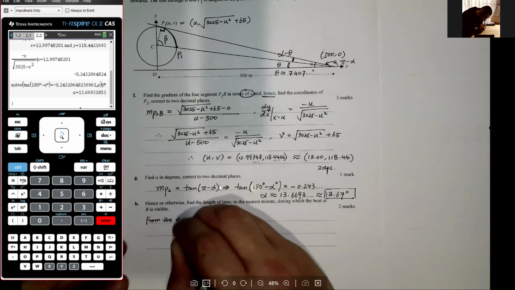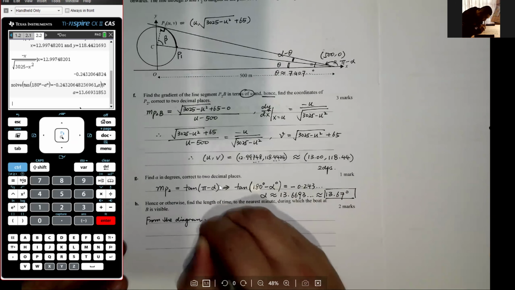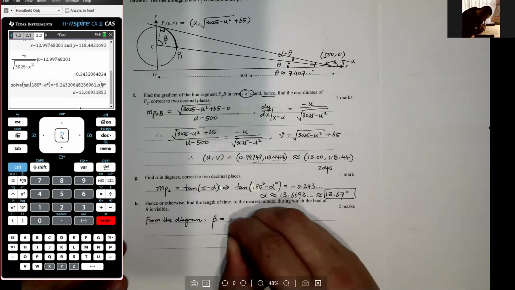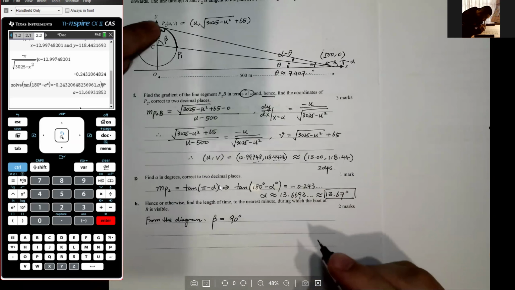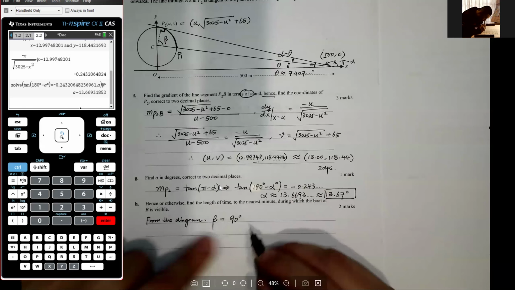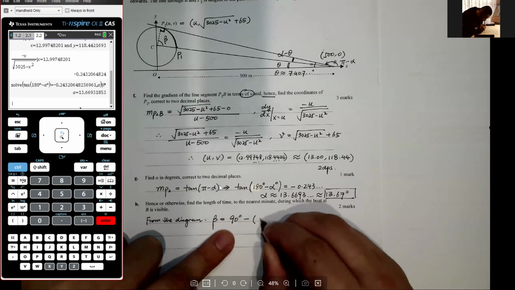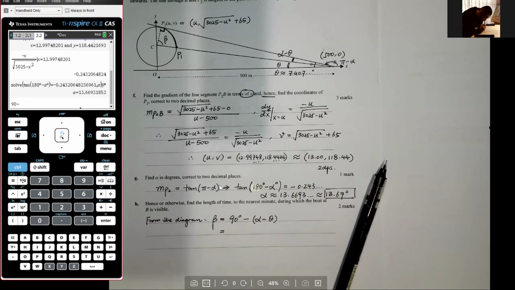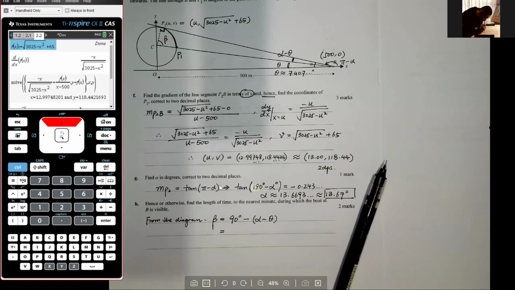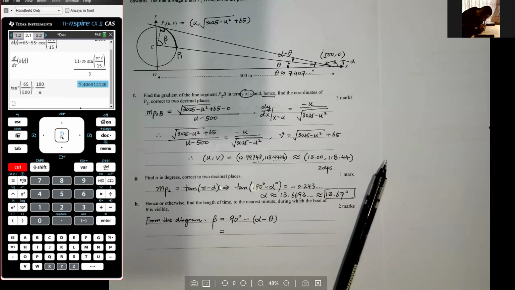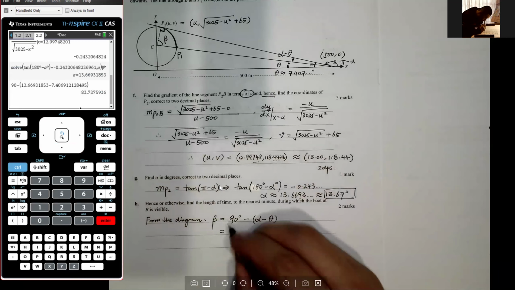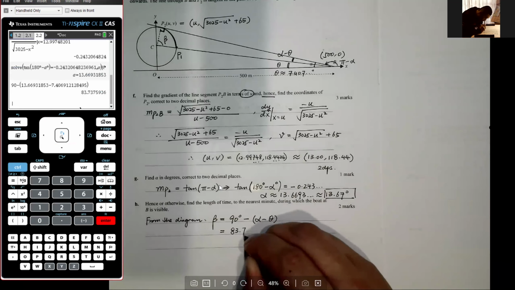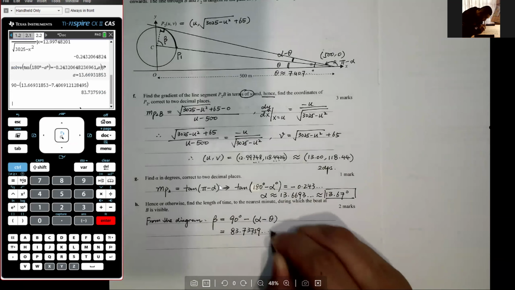From the diagram, the beta angle equals 90 degrees. 180, knock out the 90 degrees. Remaining 90 degrees, subtracting alpha minus theta. That gives you some value. Use a large value here, minus the previous angle. You should get like 83.73759 something, okay, degrees.